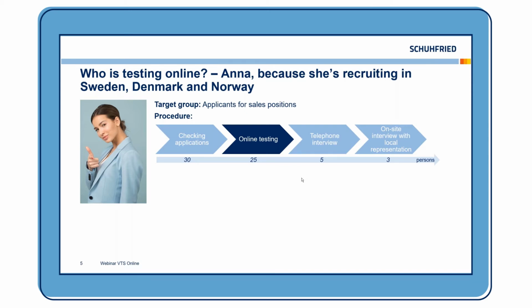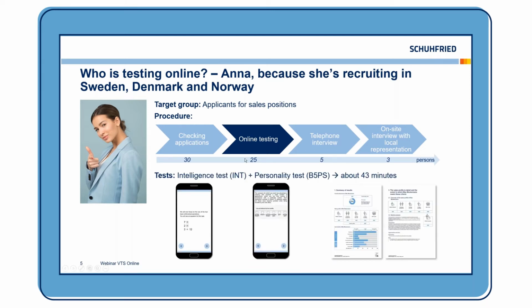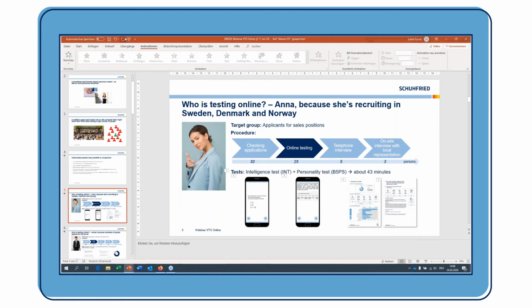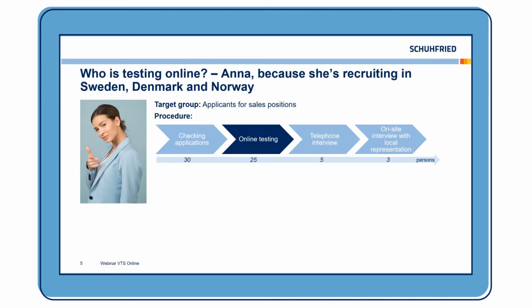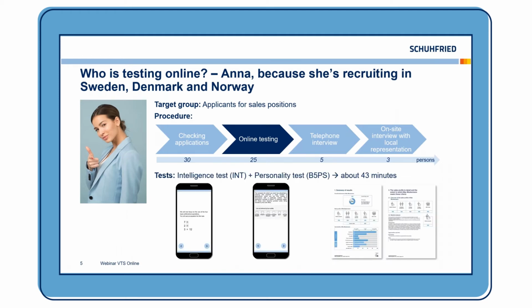So the test she's using is, first of all, an intelligence test, INT, added by a personality test, the B5PS. As you can see, both tests can be done on a smartphone, but of course on a desktop PC as well. The total test duration is about 43 minutes, which is slightly under an hour. An hour is seen as a maximum of an appropriate online test duration.